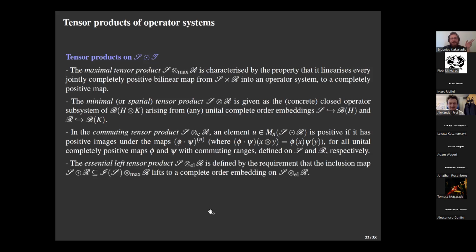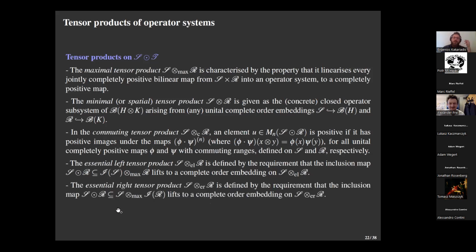There is the essential left tensor product, where what you do is you take the closure of the algebraic tensor product of S by R inside the maximal tensor product of the injective envelope of S by R. So you see this already embedded here. And the essential right, you do the similar thing, but instead of having the injective envelope of the first factor, you have it on the second.